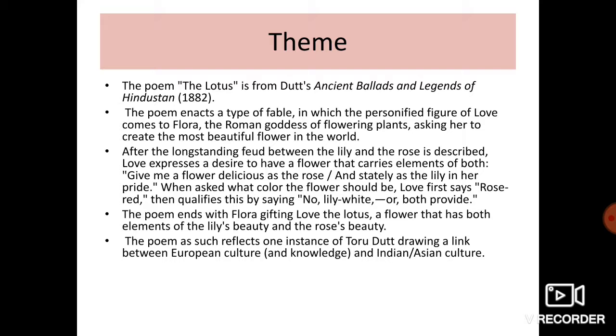In her pride, when asked what color the flower should be, love first says rose red, then qualifies this by saying, no, lily white, or both provide. So there is this neck to neck competition between the two flowers, as poets and flower lovers, they both praise both the flowers equally. And the poem ends with Flora, the goddess of Flora, giving love the lotus, a flower that has both elements of the lily's beauty and the rose's beauty.